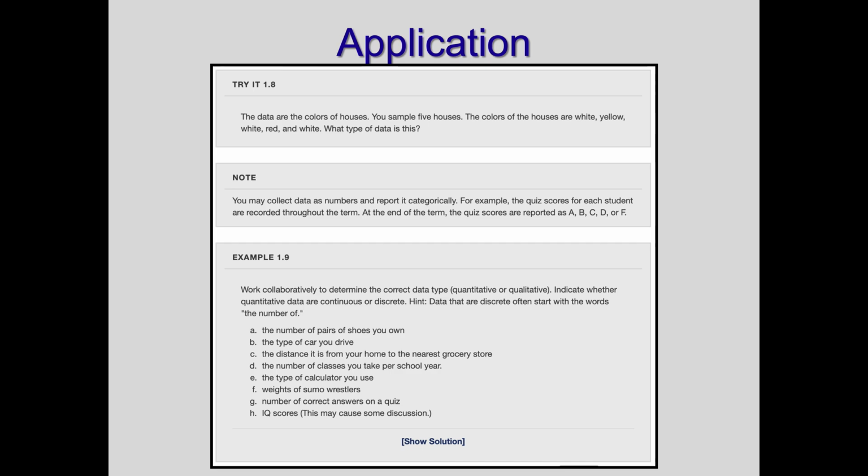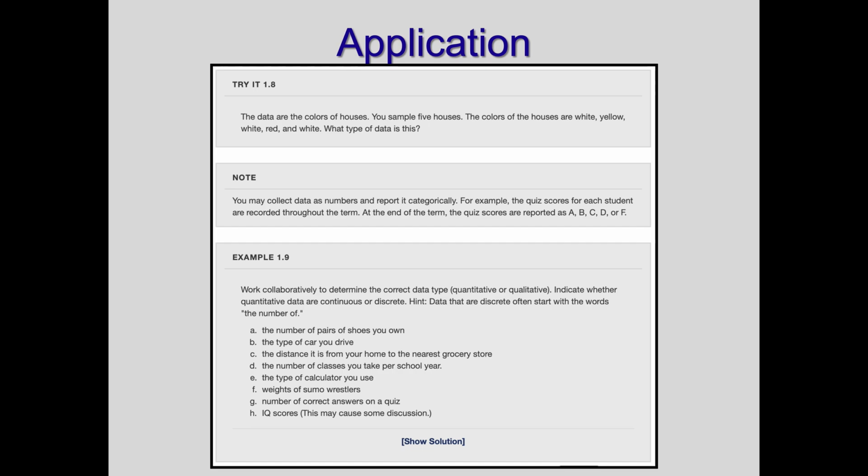The first one, the data are the colors of houses. You sample 5 houses. The colors are white, yellow, blah, blah, blah. What type of data is this? This is qualitative or categorical, because again, it has nothing to do with numbers.